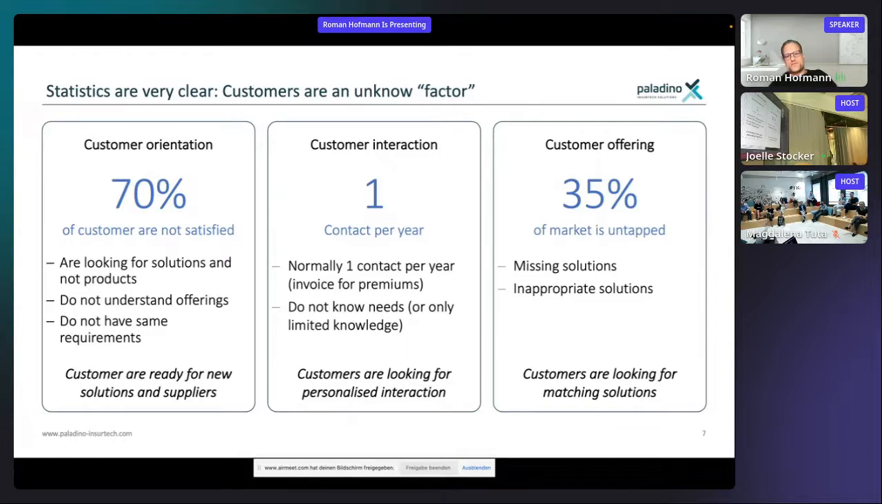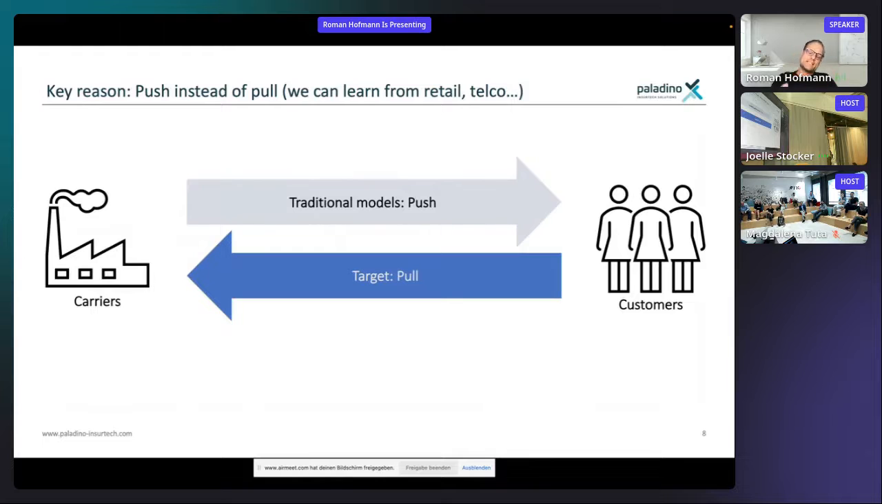From my perspective, the reason for that, and I worked for Unilever, so I worked for consumer goods, is that I think we did it much better in that industry. In the insurance and banking industry, we still have a very strong focus on pushing products into the market. We do not ask customers, what do you really need? How do you want to have the product? How do you want to have the process?